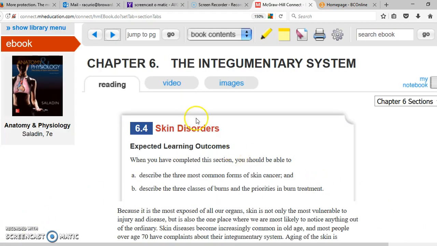Okay, the next topic is skin disorders. This is not normal anatomy, so I'm not going to mention much about it. You can just pretty much skip it because it's not going to be part of your exam. Okay, that's it.